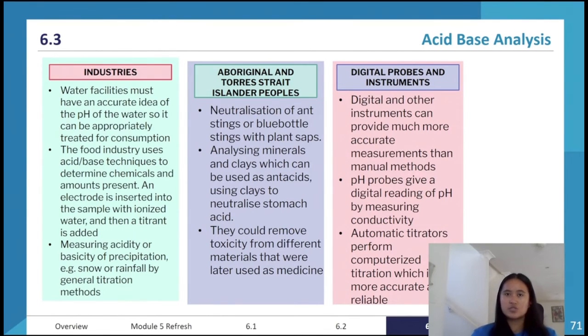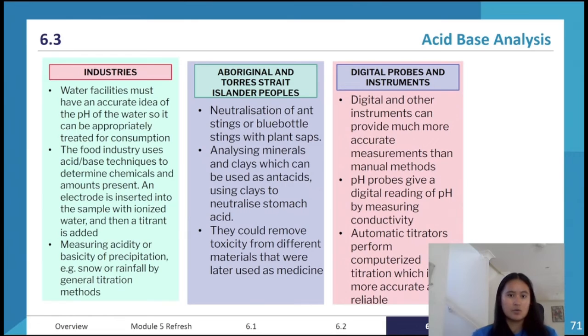There are different ways to analyze acids and bases. It really depends on the industry, culture, a bunch of things. The main way to do it is using digital probes, like pH probes, to give a digital reading. You can also use them to measure conductivity. There are also some automatic titrators, which can make it more accurate and reliable.